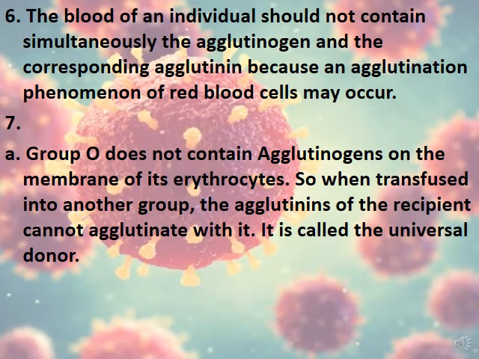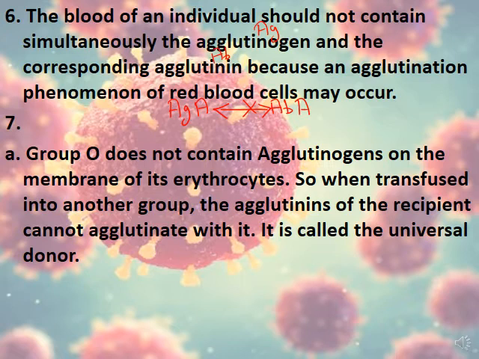So here in part 6, they said the blood of individuals should not contain simultaneously, meaning at the same time, the agglutinogen, meaning the antigen, and the antibody. Why? Because if we have, let's say, antigen A in blood group A, and we have the same antibody, antibody A, they will attack each other. So antibody A will attack the antigen A and agglutination will occur. That's why the antigen and its corresponding antibody should not occur together.